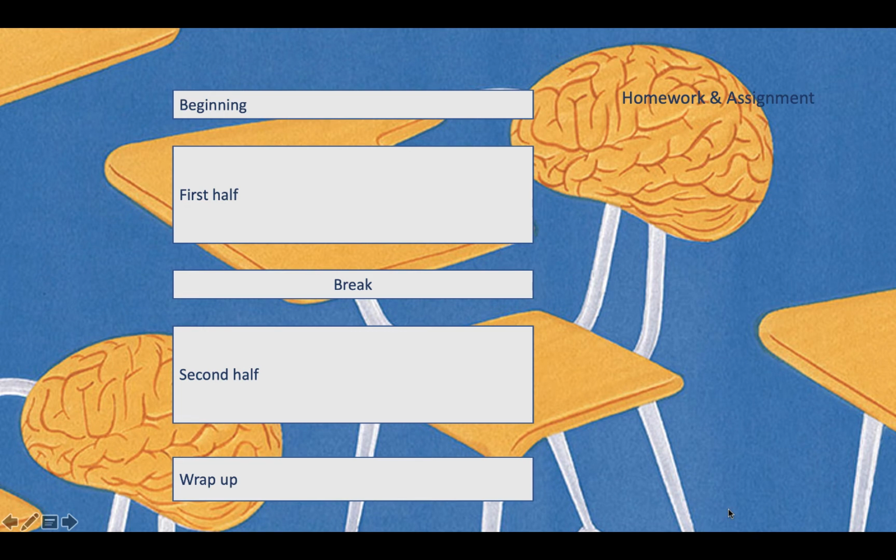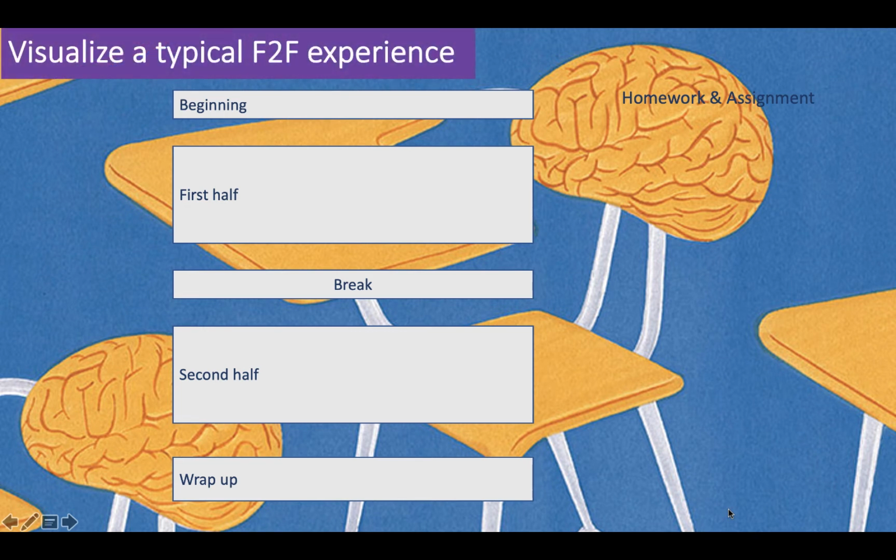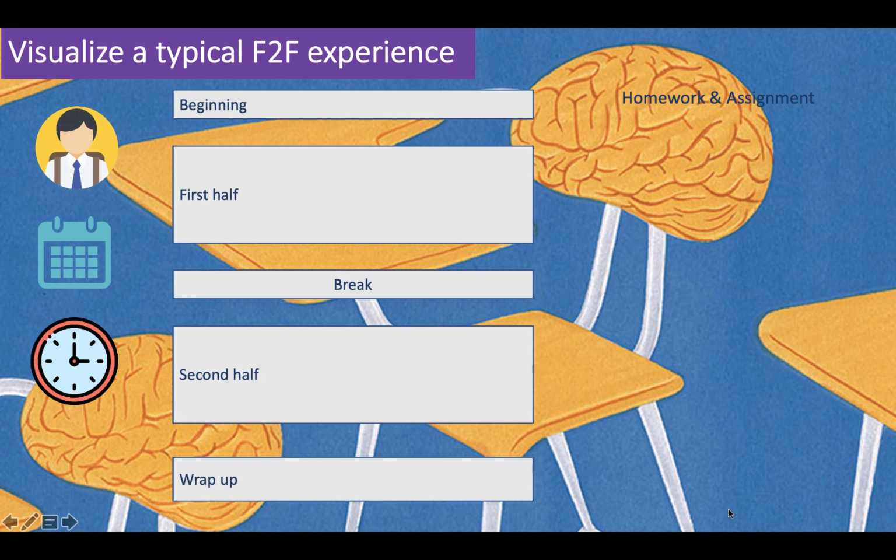Now, let's take a pause here. Let's visualize your typical face-to-face experience for your students. Think about who your students are, what day of the week the class is, when the class starts and when it ends. And there are a few details. For example, if you're doing a face-to-face class, how do you usually begin your class? And if you're doing, say, a 3-hour class, for the first half of the class, what do you do? What do you talk about?